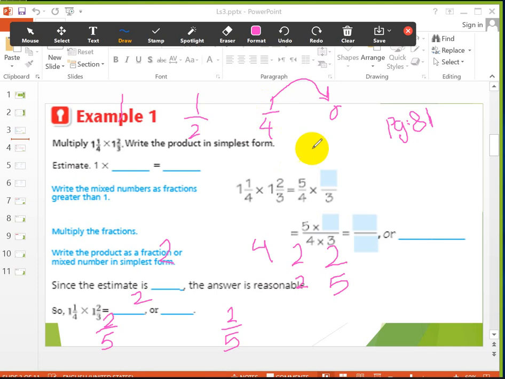So 1 over 4 is close to 0 or 1. I think it's close to 0. So it's close to 1. Yes, it's close to 0, sorry. So that means 1 and 1 over 4 will be 1. So I will drop 1 over 4.